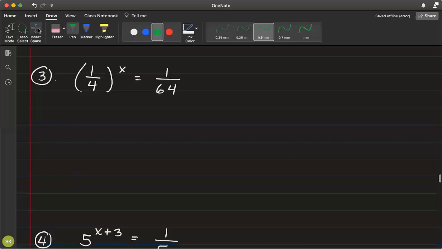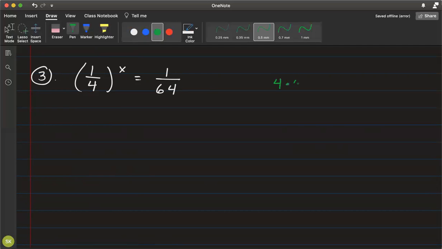Let's try this problem. 1/4 to the power x is equal to 1 over 64. We're going to do something very similar here. Notice that I have 64 on the bottom. Is there any way that I can write 64 as 4 to some power? And the answer is yes.